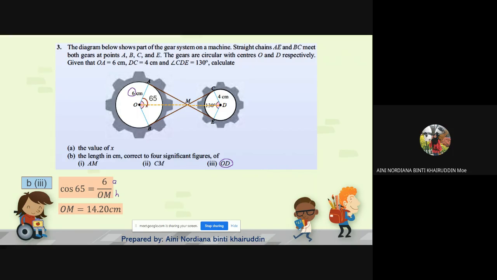Next, you need to calculate DM. Use the same method. Cos 65 equals 4 over MD. So MD equals 4 divided by cos 65 equals 9.465. Once you get OM and MD, then you can calculate OD. You just add the two values. So OD equals 23.66 cm.